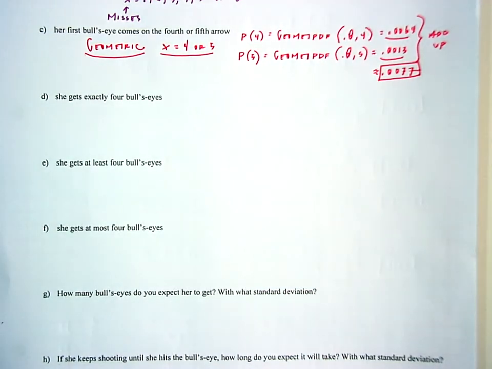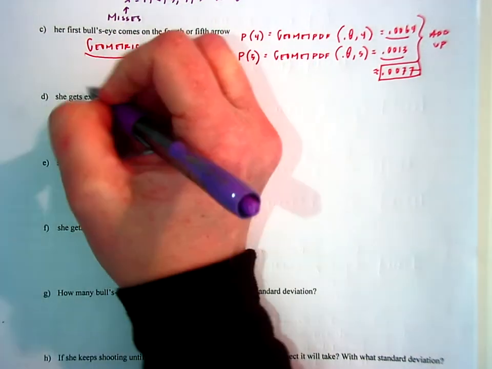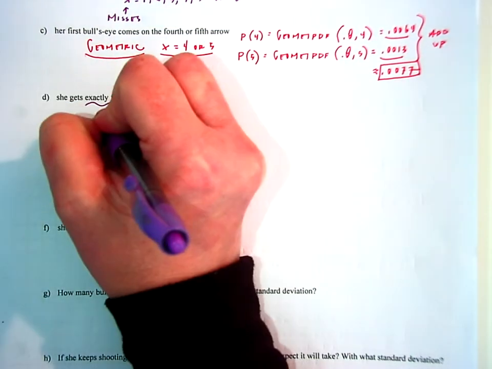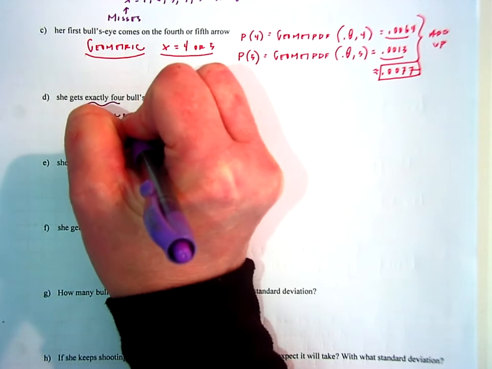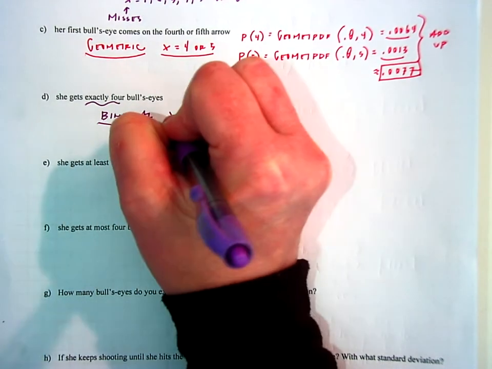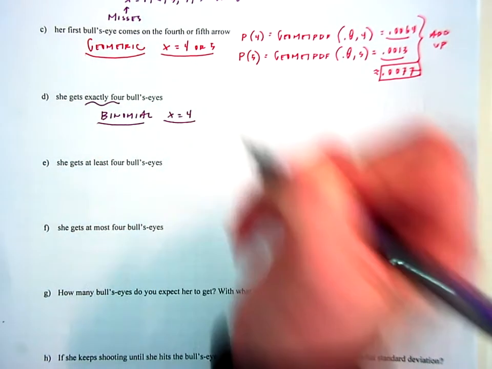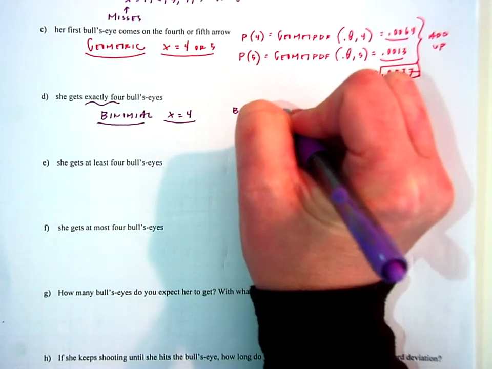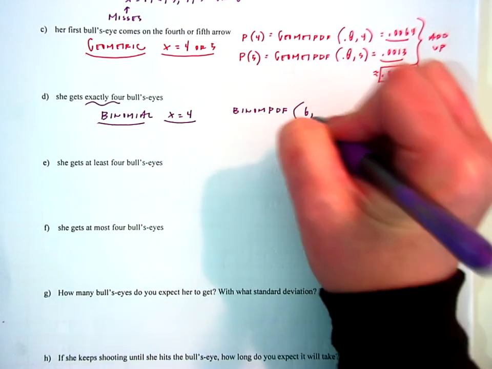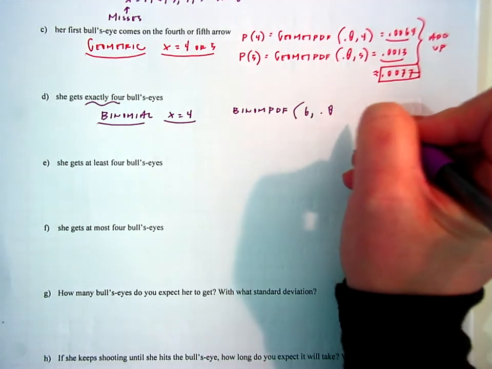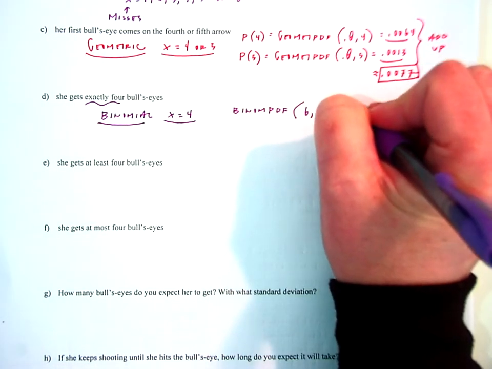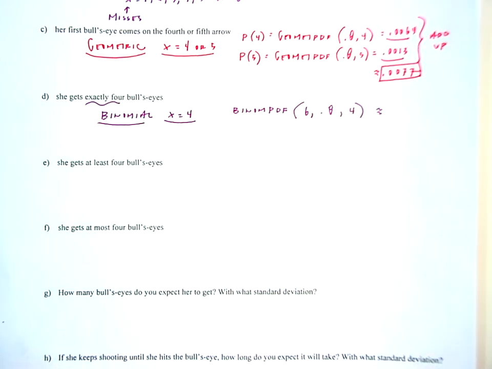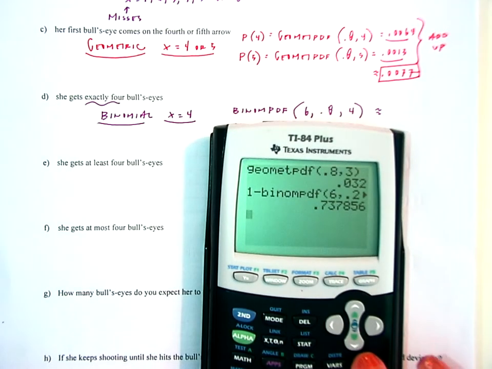Okay, next up, she gets exactly 4 bullseyes. So she gets 4 successes out of the 6 total trials. So let's see, exactly 4. So I know then it's binomial. And we're looking at 4 successes. So here I'm saying binomPDF, 6 trials. 0.8 is my probability of making the bullseye, and I'm looking for exactly 4 of those successes, 4 bullseyes.